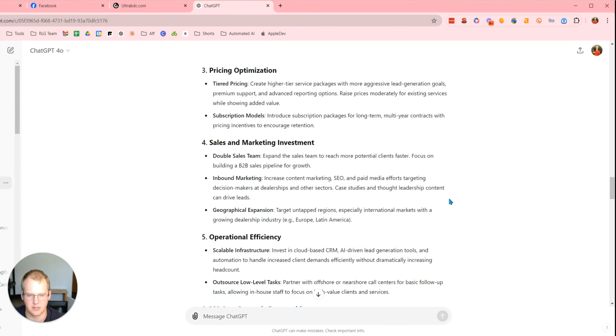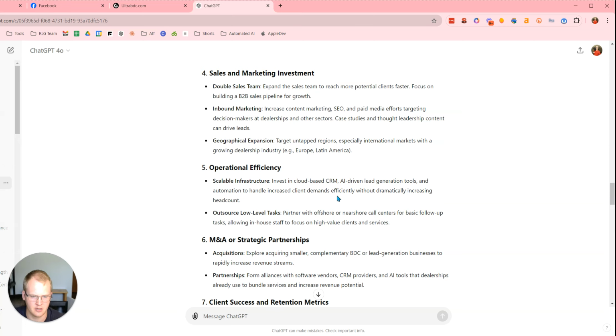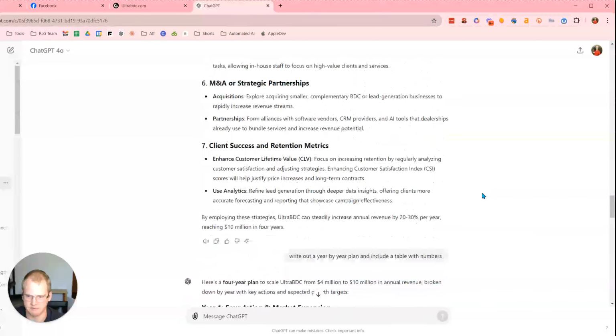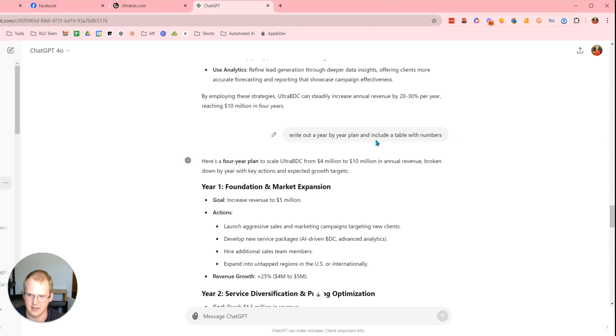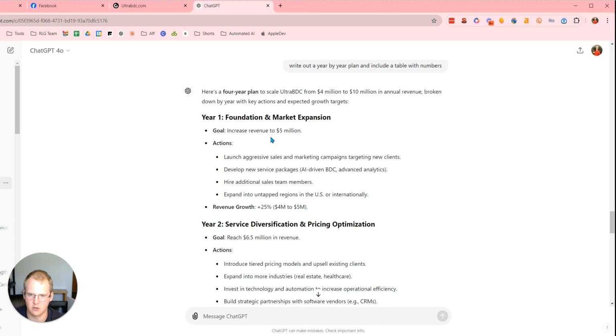Probably those updates could be there. This is more of an operations overview, right? But now we want to get more into the specifics. Write out a year-by-year plan and include a table with numbers. Year-by-year goal to increase it by 25% to $5 million.